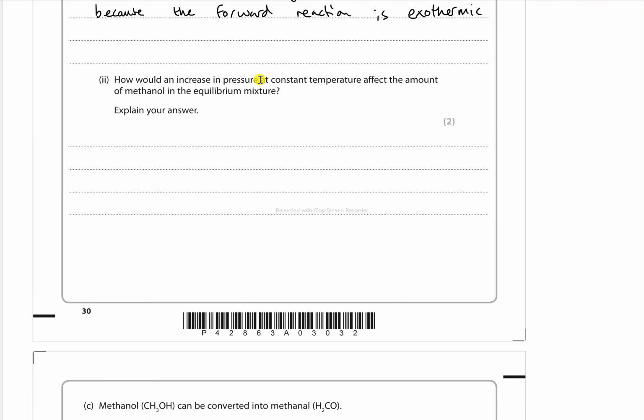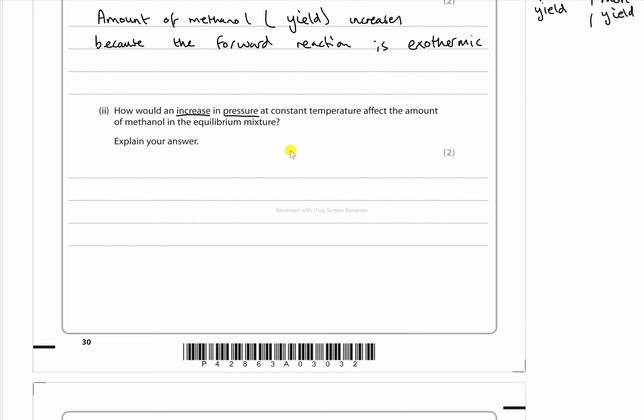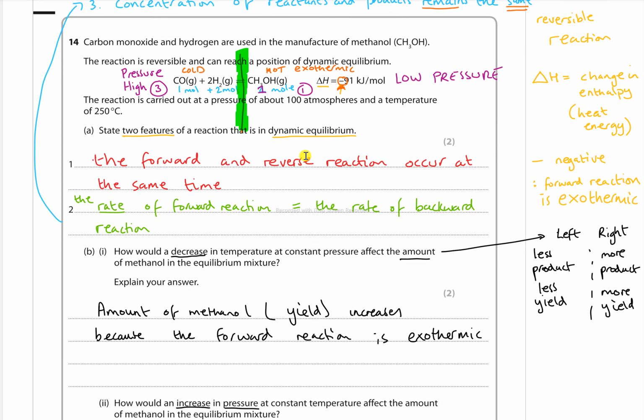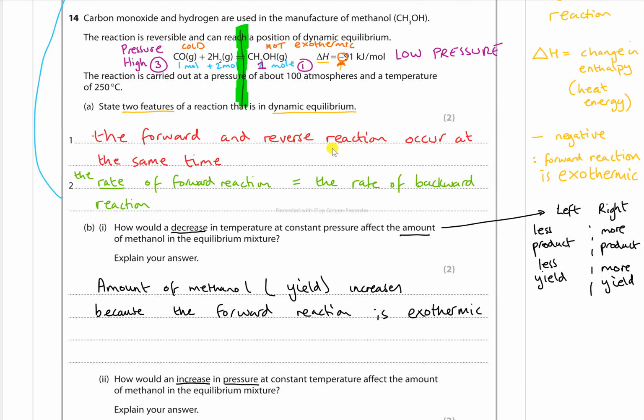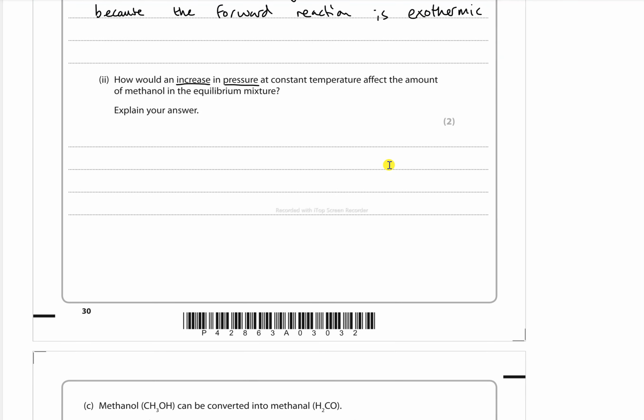How would an increase in pressure? So they've increased the pressure this time. So what we do is we go up. It wants to go to the low pressure side. So this is high pressure. This is low pressure because it's got fewer molecules. It's only got one, and this has got three. So the system will go to the low pressure side.